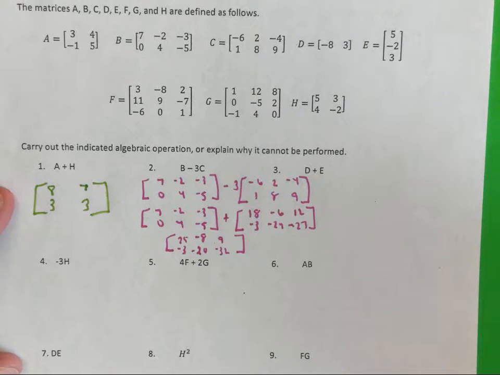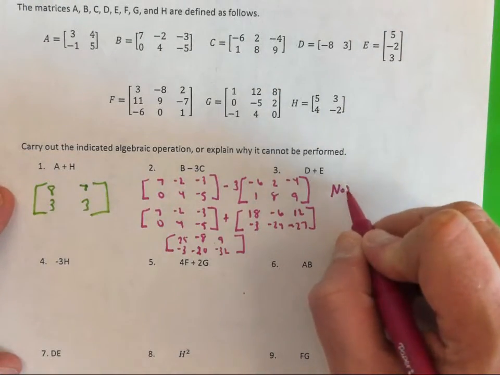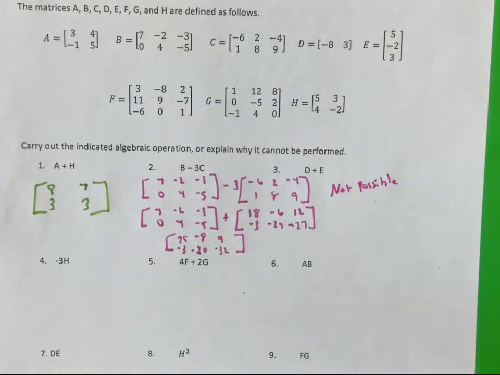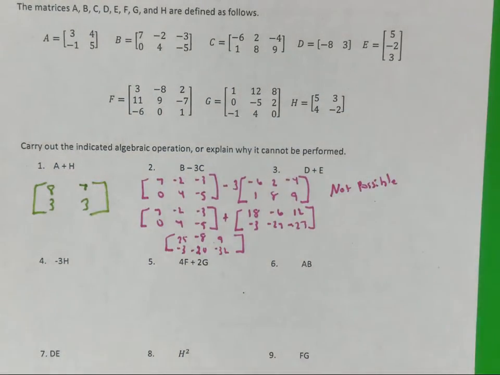Number 3 says D plus E. Does D and E look the same? So you put not possible. Is that coming back to you from last year?